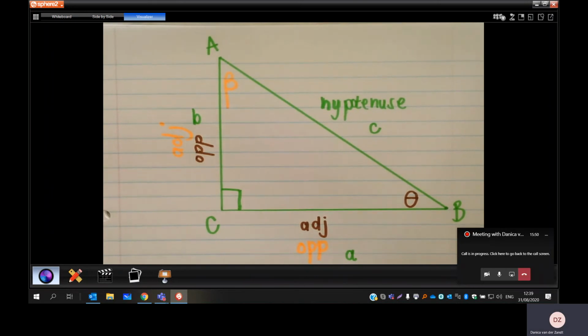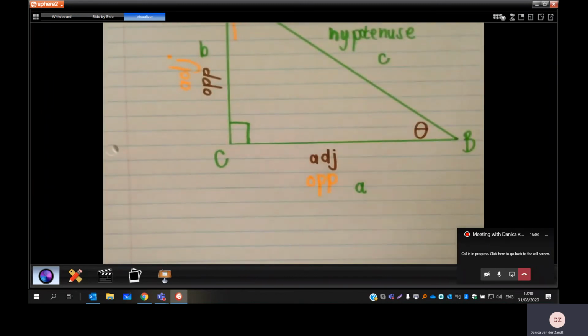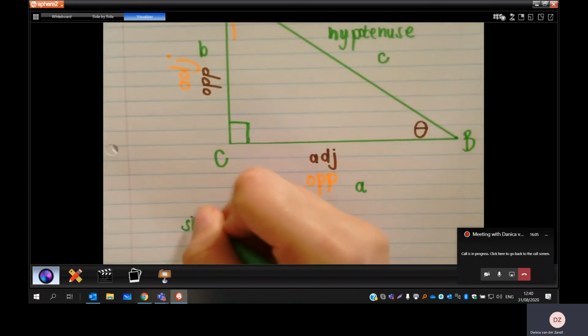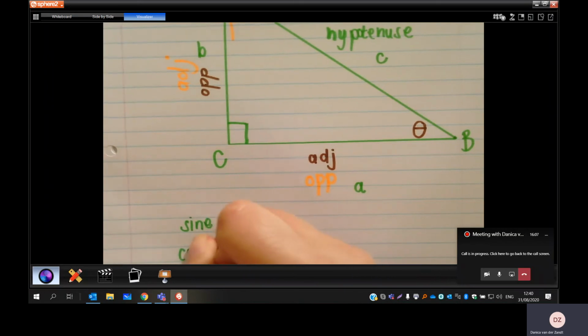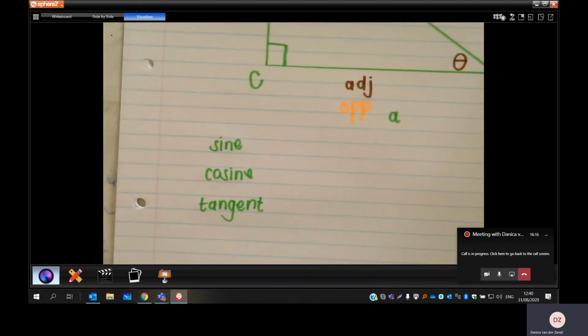Okay? Now, if I wanted to ask you the different functions, we actually need to know what the different functions are. So let's write them down. Sine, cosine, and tangent are their full names. We hardly ever use them, but those are their full names.